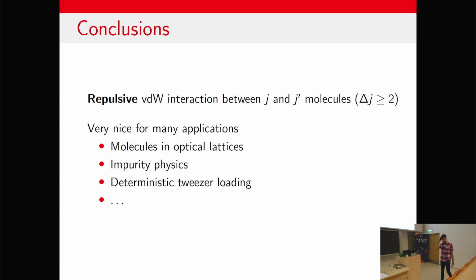I've discussed this rotational van der Waals interaction, and the main message is that it's repulsive for molecules in most combinations of rotational states, as long as they differ by more than 1 quantum. And so this can be very nice for many applications. I've discussed a few: quantum simulation with molecules in optical lattices, studying impurity physics, and also deterministic loading of optical tweezers. And maybe there are more applications that we haven't really thought about yet.